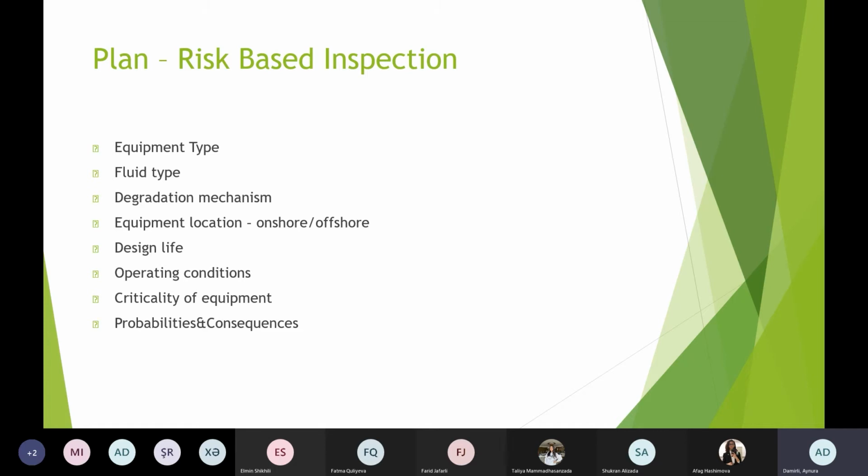Criticality of equipment, like how critical this equipment is, which leads to probabilities and consequences. For example, if this equipment will corrode before time, or from a mechanical point of view it will be degraded, not in 12 years, what will happen? And we're calculating probabilities and consequences for the equipment and preparing risk-based inspection.